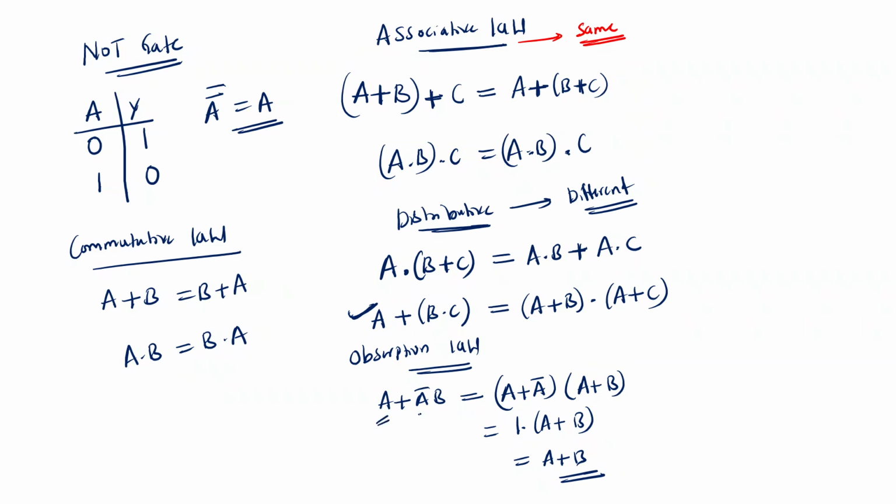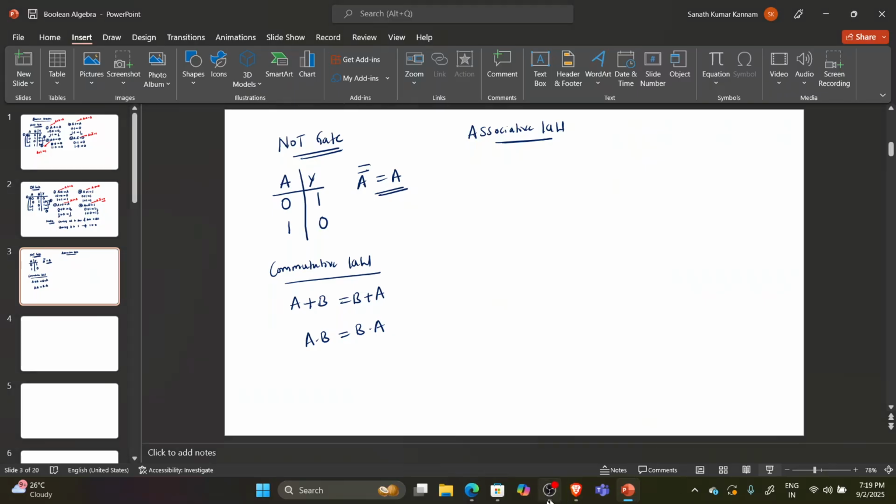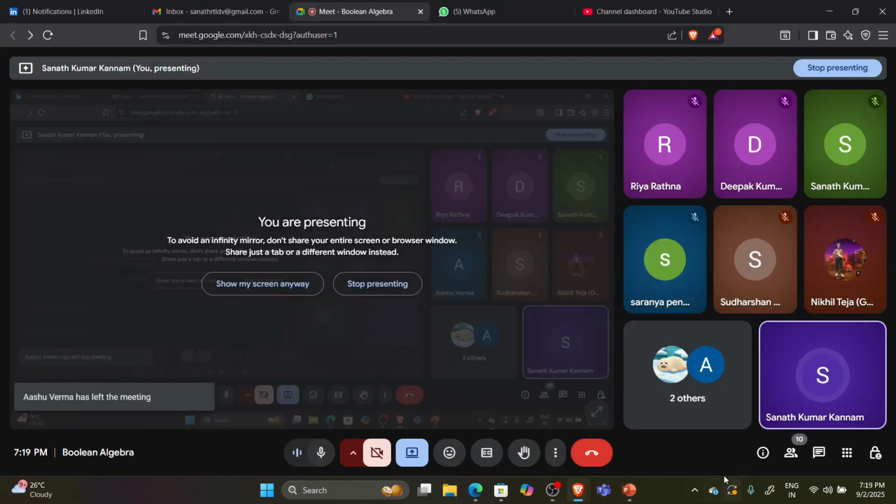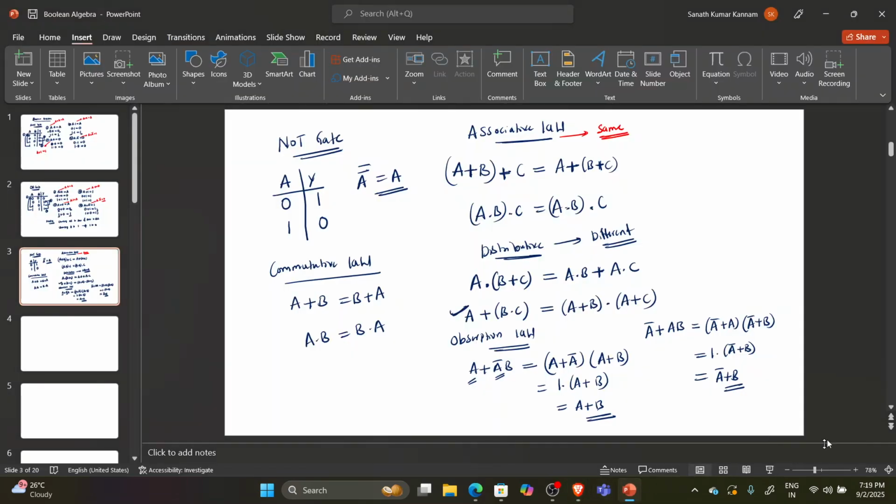You have the true form and the complemented form, and this complemented form becomes redundant. Similarly, here A bar plus AB equals (A bar plus A) AND (A bar plus B), applying the distributive law. This is 1 AND (A bar plus B), and from AND law you have A bar plus B. These laws are clear, no? So up to the distributive law, I hope these are clear.